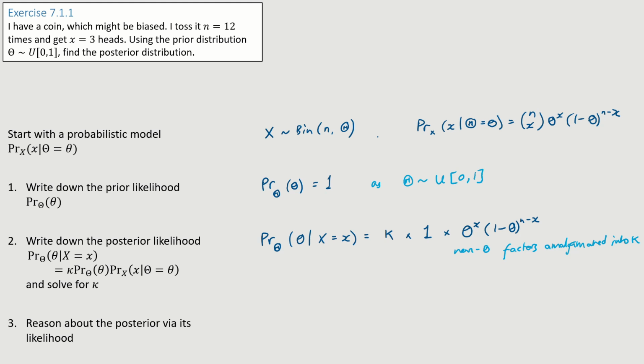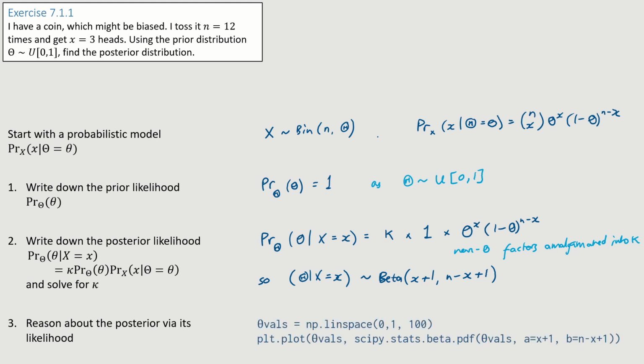Step 2, use Bayes' rule to find the posterior likelihood. The answer is some constant kappa times the prior likelihood for theta times the likelihood for the data x, which we wrote out above. We don't need to carry around the non-theta factors, we might as well just amalgamate them all into the constant kappa. And then we could use integration to find kappa, or if we're cleverer, we'll spot that this looks like a standard density function that we know and love, and after a quick trip to Wikipedia, we can identify the posterior distribution as a beta with parameters x plus 1 and n minus x plus 1.